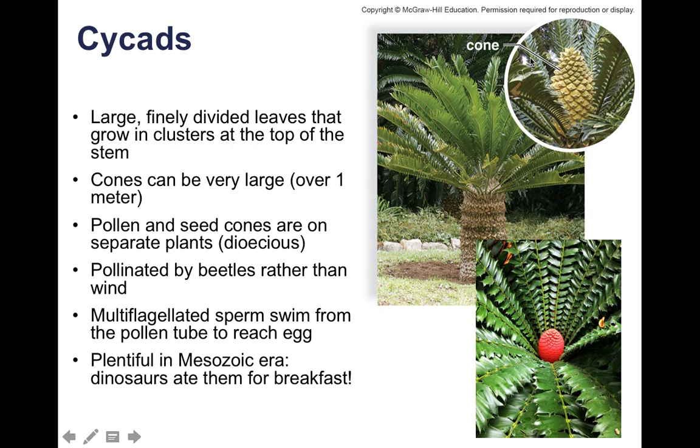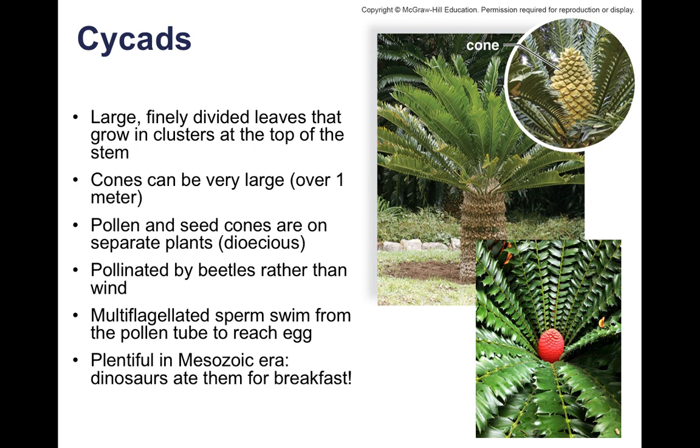One thing that's unique about cycads is that the plants are going to have a specific sex. A plant will either produce a pollen cone or will produce a seed cone. And it's believed actually that the cycads are pollinated by beetles rather than wind, so the male gametophyte, the pollen grain, is transferred to the female cones by beetles. And while they do produce a pollen tube, the sperm of cycads actually is flagellated, so it will swim through the pollen tube to reach the egg.